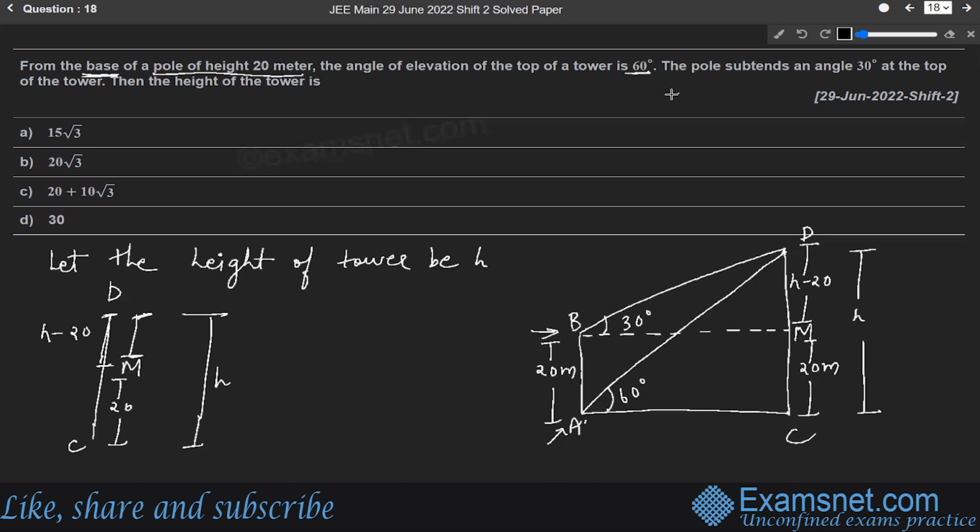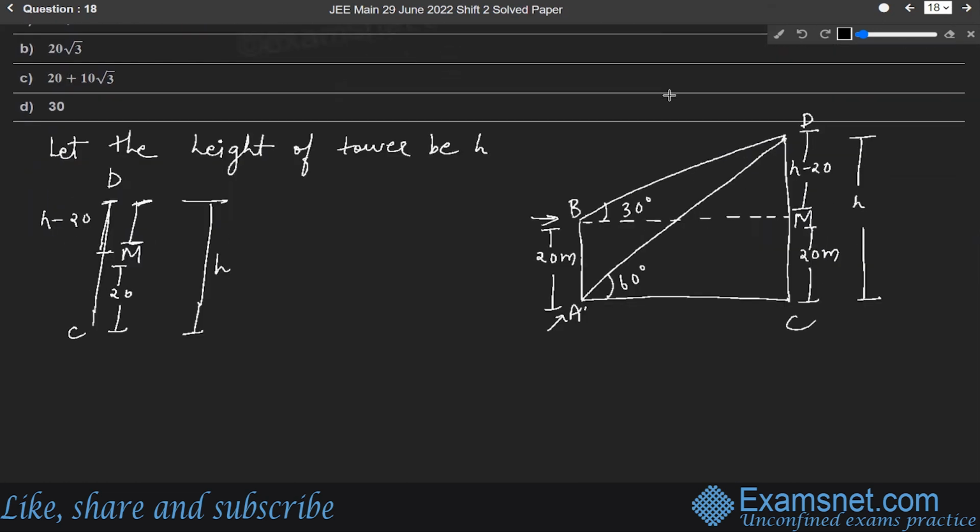Now you can see that we have two different triangles. One triangle is DCA and another triangle is DMB. Both the triangles have the angles 30 degrees and 60 degrees. So let us consider the first triangle, triangle DCA. We have 60 degrees.